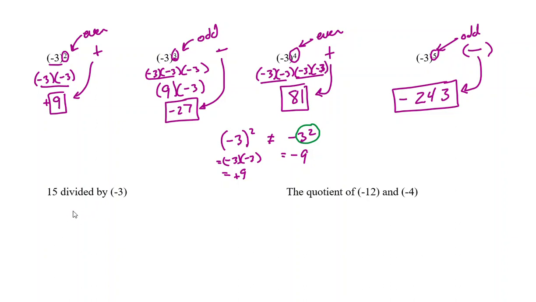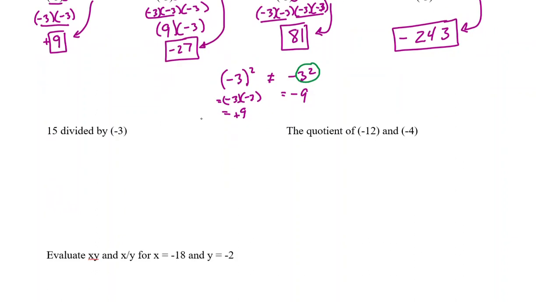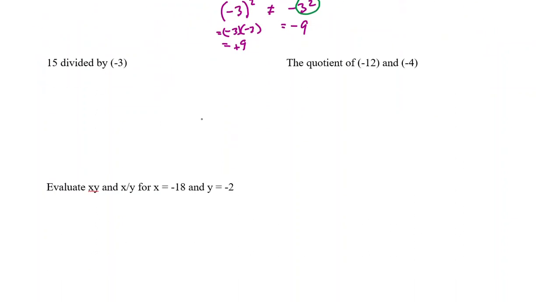Let's do some division, and I didn't have a good division sign, so I used some words here, and that's fine because it's good to be able to translate. Okay, so 15 divided by negative 3. 15 divided by negative 3. Okay, there's a lot of ways to write that, right? We could write 15 divided by negative 3.